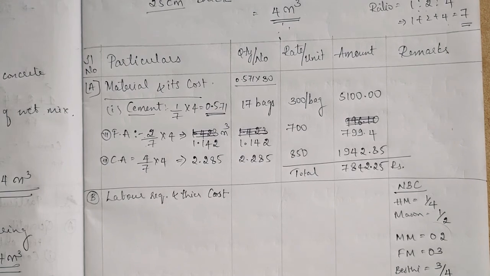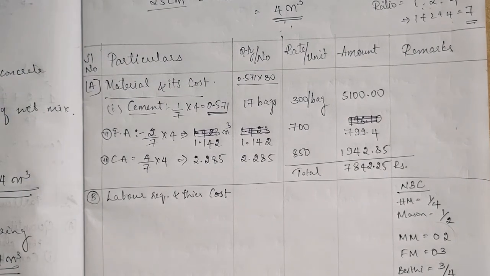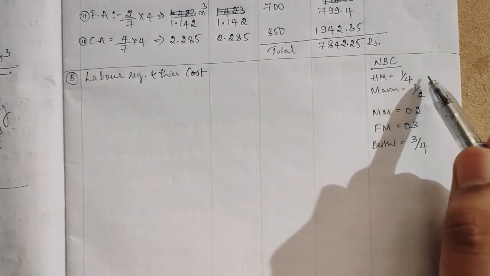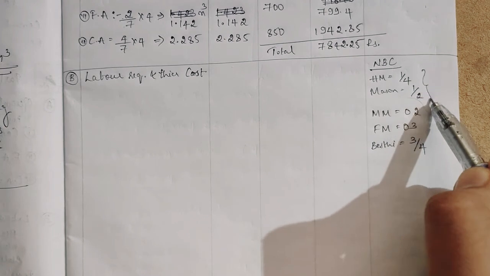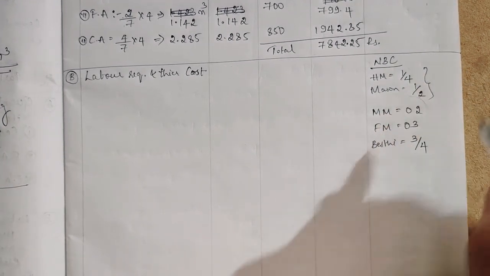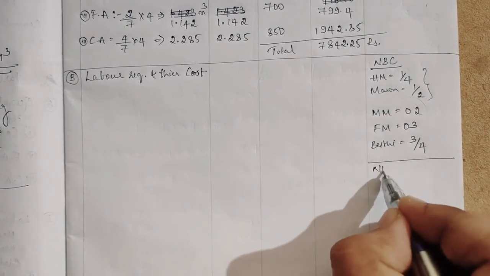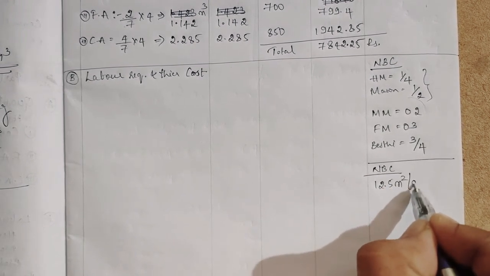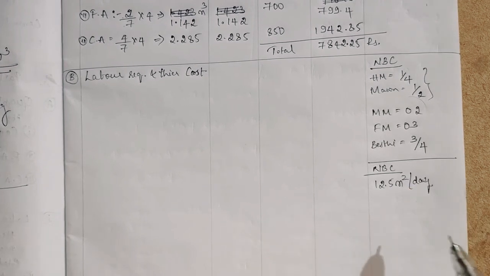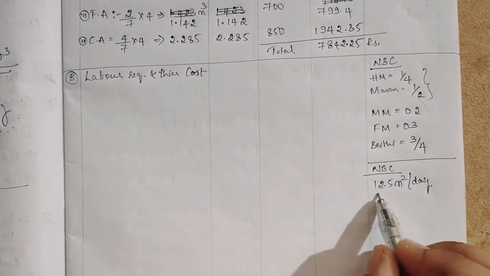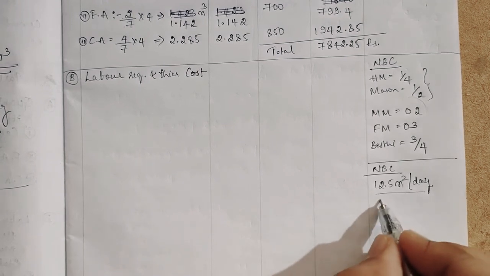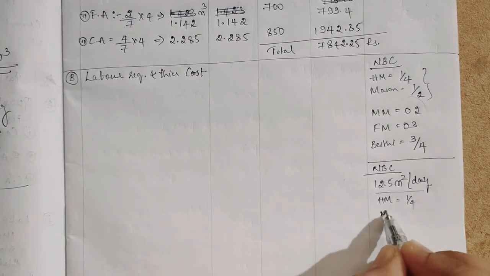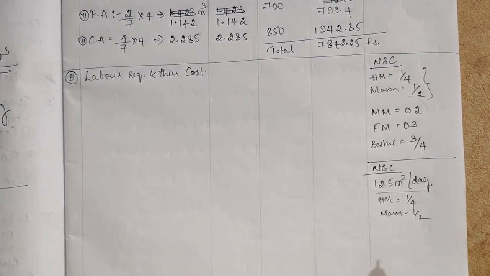Fine. Now we have another regulation. We know the amount of work, but here the mason and head mason, I'll write down according to NBC, is 12.5 meter square per day. For this quantity per day, the head mason will be 1 by 4 and the mason will be half.